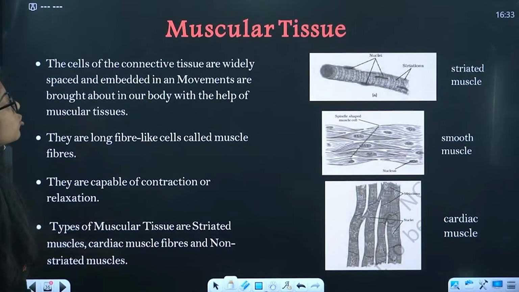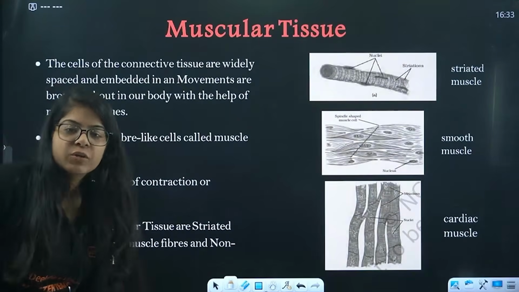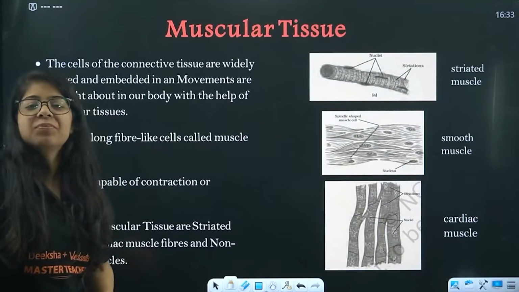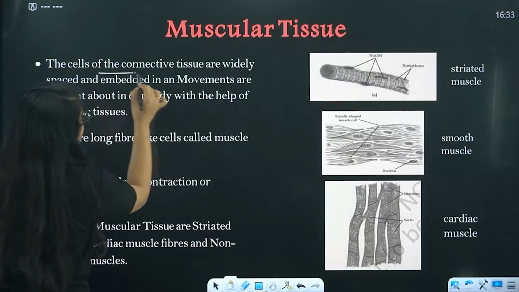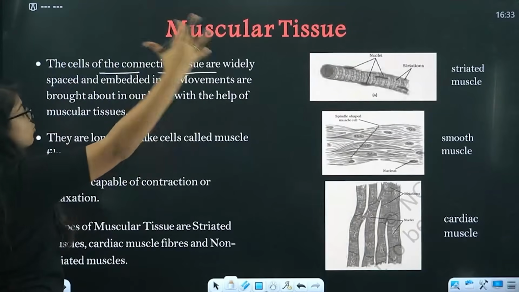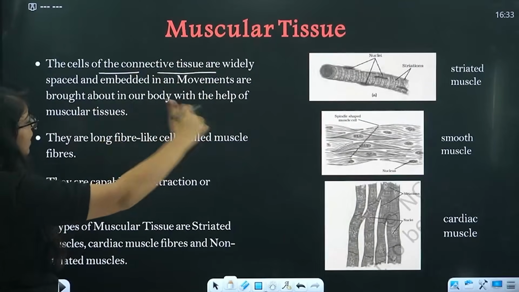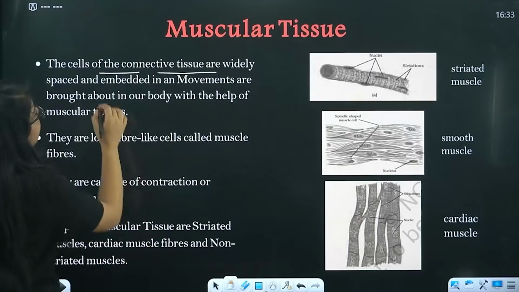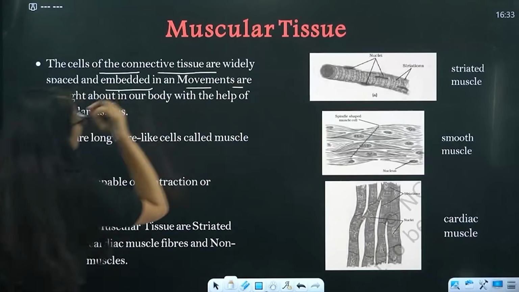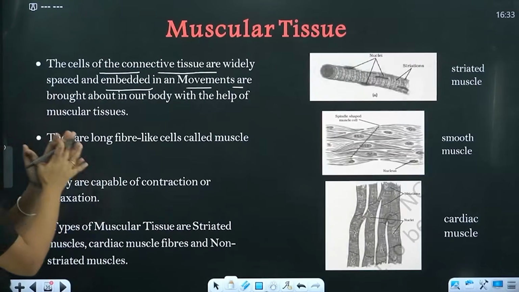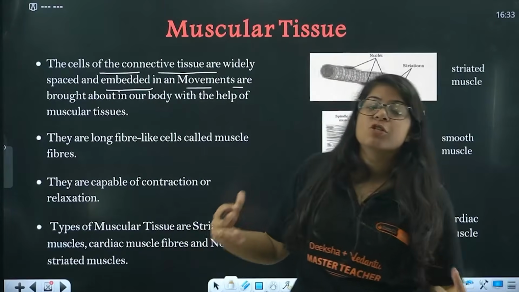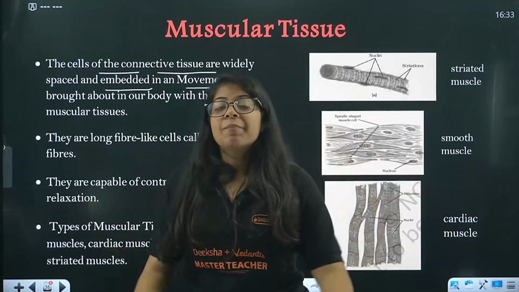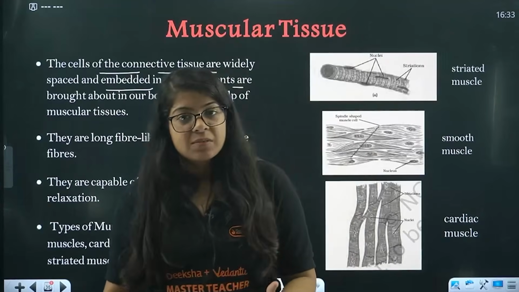Now, beta, muscular tissue, what do you think? Where do you think it is? Obviously, ma'am, the muscles. Okay, see, beta, the cells of these connective tissues are widely spaced. Movements are brought about in our body with the help of muscular tissue. Through the help of these muscles, we grow our muscles. Why? Because these muscles support us, right?